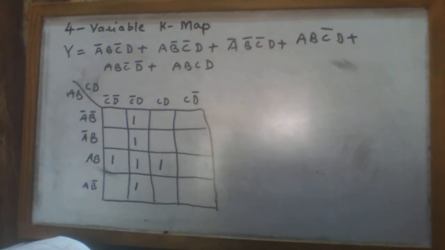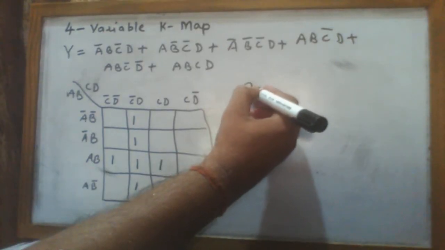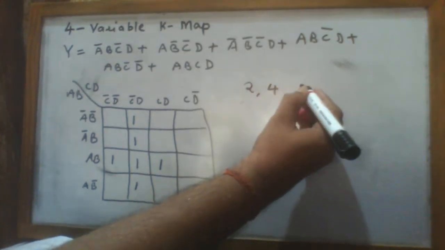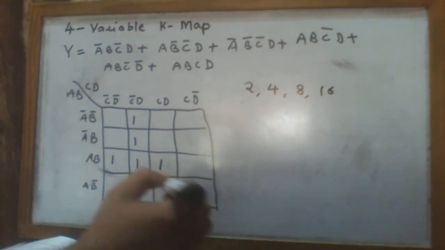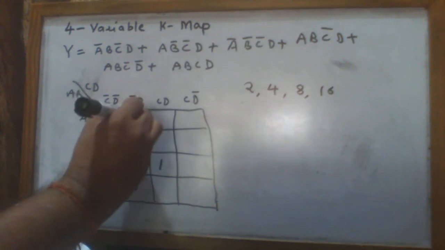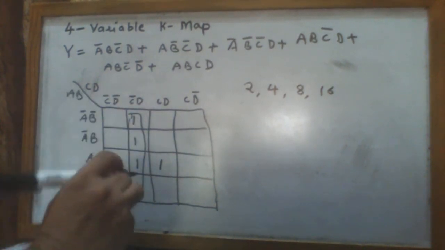Then make a group of 1 in horizontal or vertical. That is, the maximum number of 1 should be covered. The maximum number means 2, 4, 8, 16. Okay. Then here the vertical grouping is possible. Vertical grouping of these 1 is possible. Okay. This is a vertical grouping.